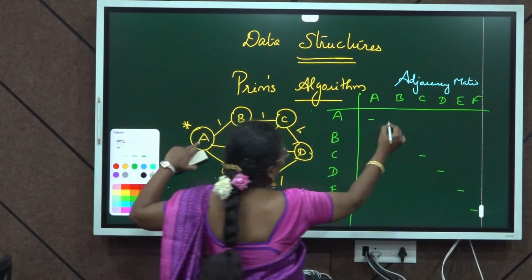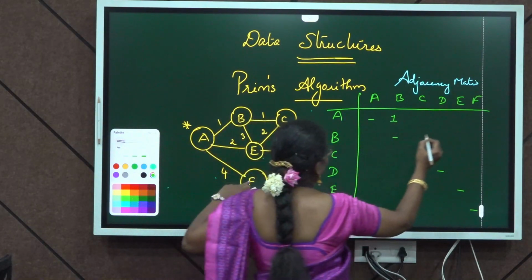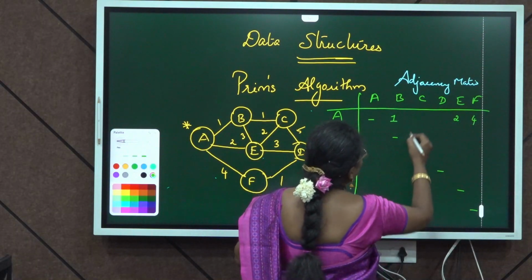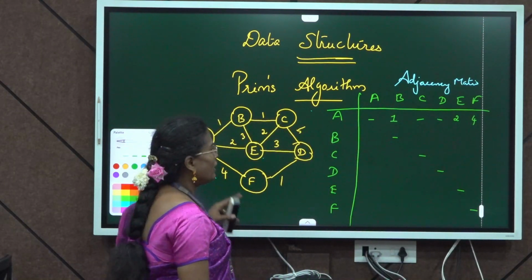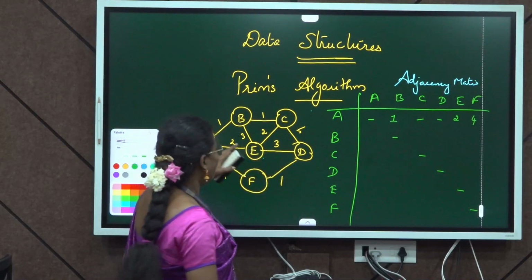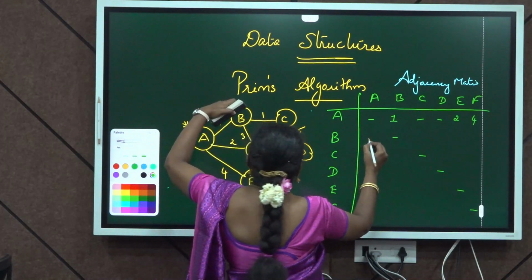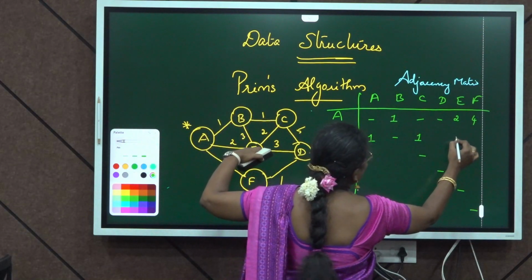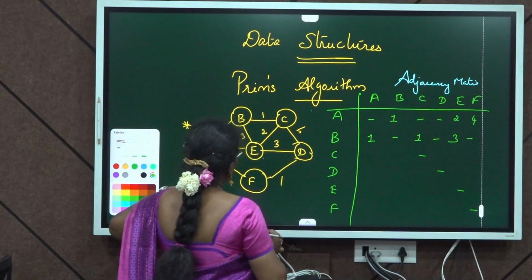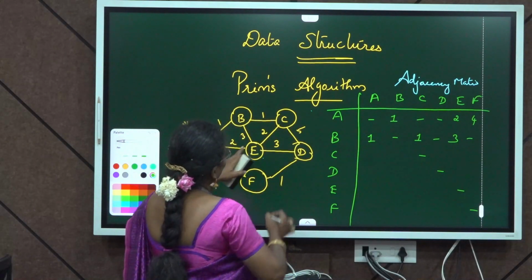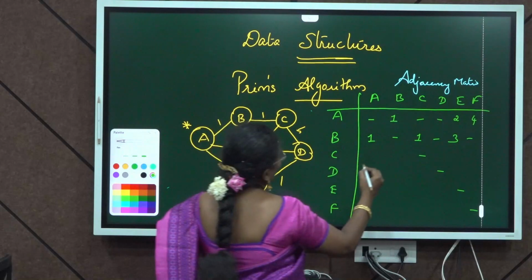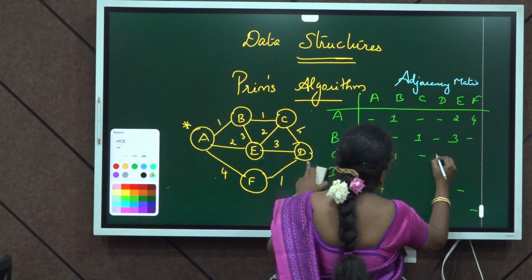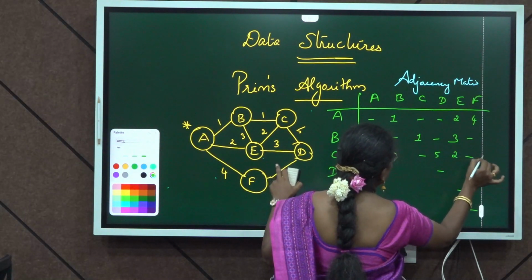From A to B it is 1, from A to E it is 2, and A to F it is 4, right. So, this is how we will fill the adjacency matrix. So, we will be looking into the outgoing edges of each and every node. Similarly, from B to A it is 1, B to C it is 1, B to E it is 3, and for the remaining it is not having any value. And from C, B, D, E are reachable nodes with the cost as 1, to D it is 5, to E it is 2.